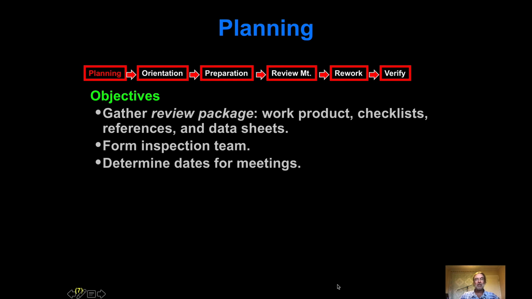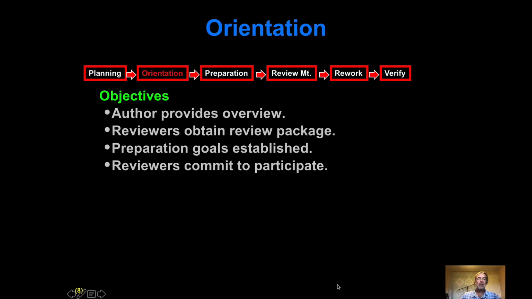During the planning phase, you figure out what it is that you want to review. You assemble the information, the work product checklists, etc., that are required. You decide who should be on the team. You determine the dates. Then there's an orientation session where the team gets together. The author provides an overview of the software to be reviewed during that phase, and whatever preparation techniques people want to use are going to be established at that point, and the reviewers say, yeah, I'm in.